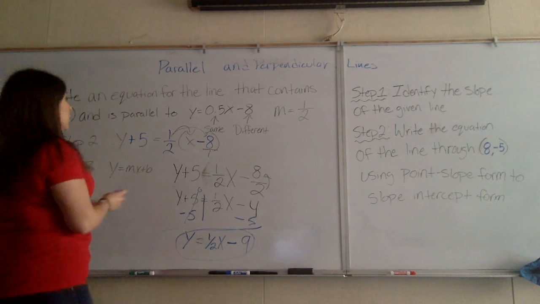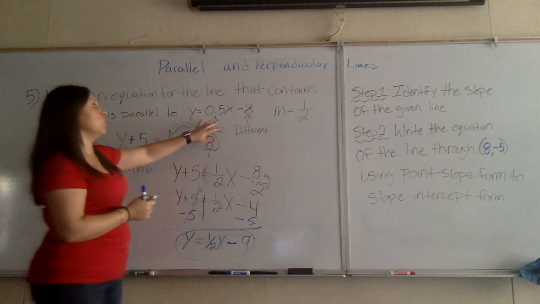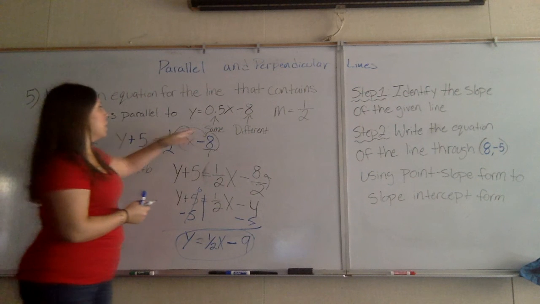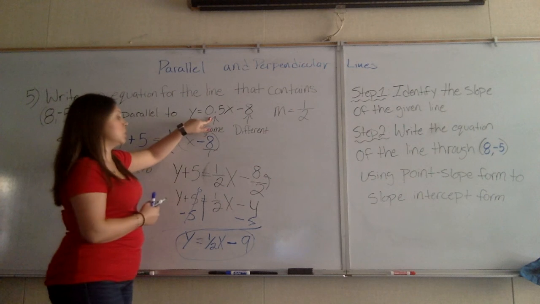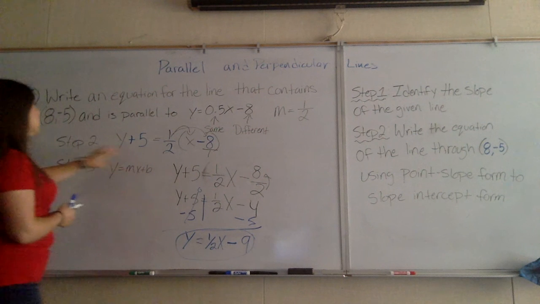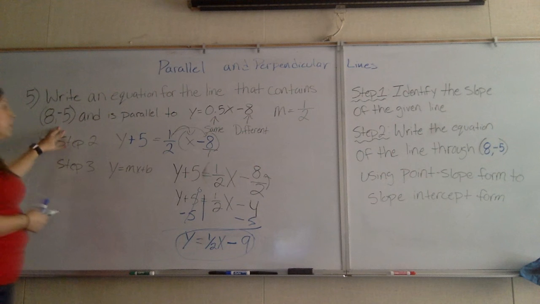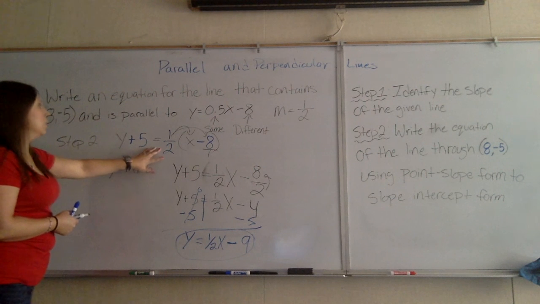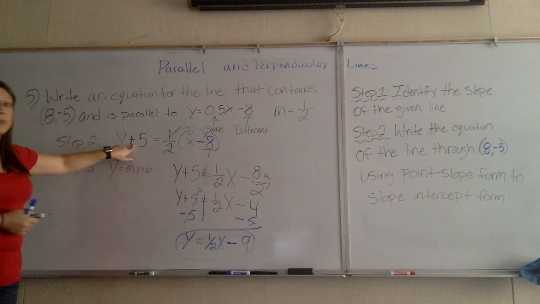So again, what did I do? I took my equation and found out what my slope is. My slope for a parallel line is the same thing. I see a 0.5, so I'm going to make it into a fraction just to make my life easier later on. So I made it into 1/2. For step 2, I plugged my slope and my point into point slope form. My slope goes in the middle, and I do the opposite sign than what I see in the point. Since I see a positive 8 here, I'm going to have a negative 8. Since I see a negative 5, I'm going to have a positive 5.